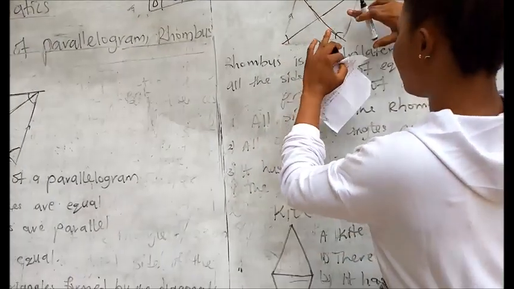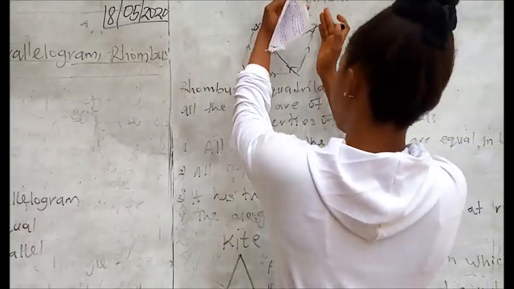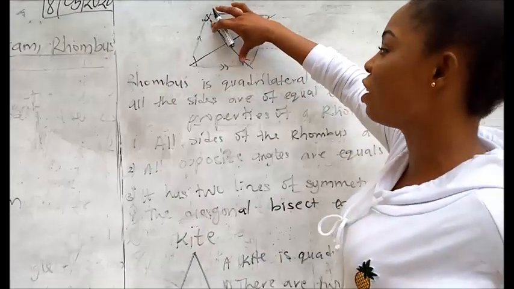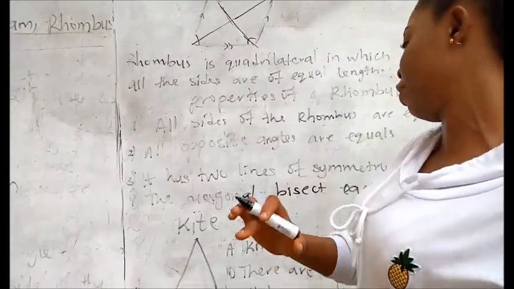So that line that divides it, that when I fold it, is the line of symmetry, and I can equally fold it like this. When I fold it like this, and when I bend it, you find that they are equal. So it has two lines of what? Symmetry.